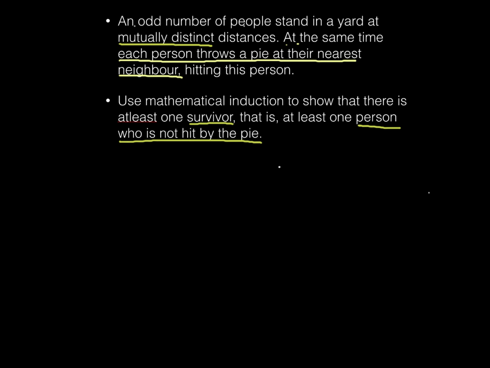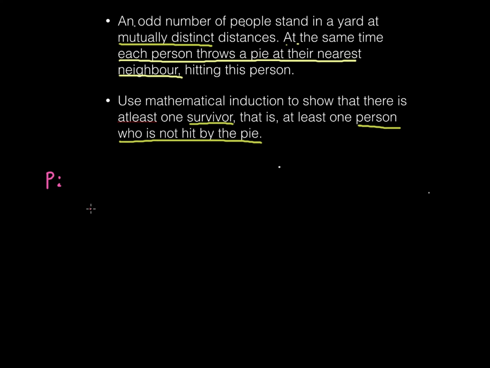One of the first things that we did in the lecture was to define the proposition. The proposition over here is that when you have an odd number of people in the yard satisfying the constraint that there are mutually distinct distances, and each person is throwing a pie at the nearest neighbor, you'll have at least one survivor. It's basically restating the problem. So, given a proposition P where we restate the problem, let's think about the basis. What is the basic step in this mathematical induction?